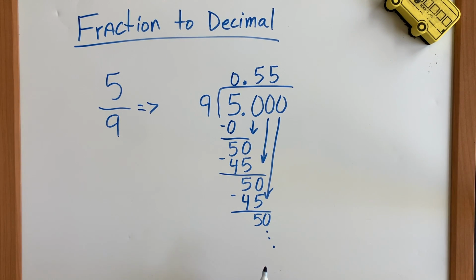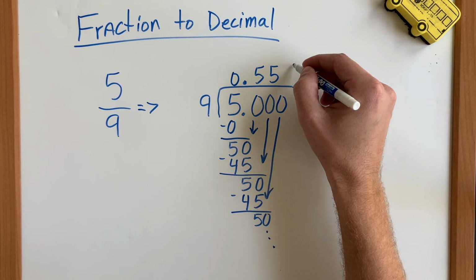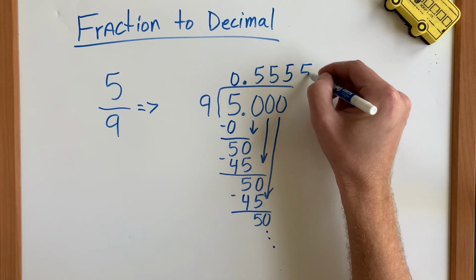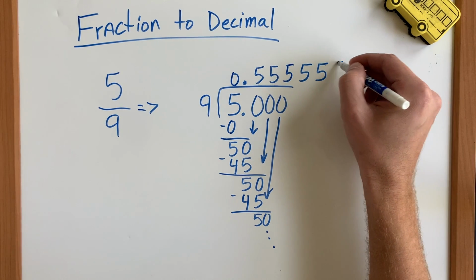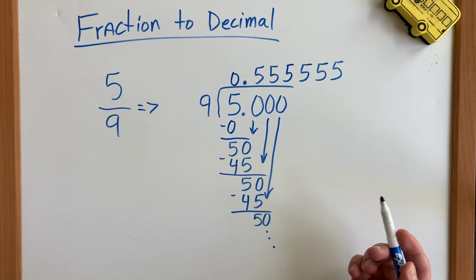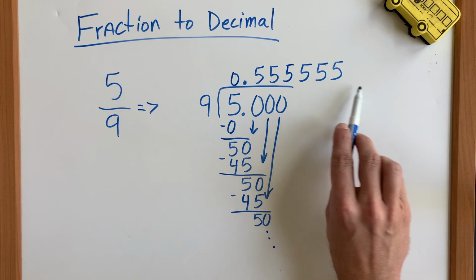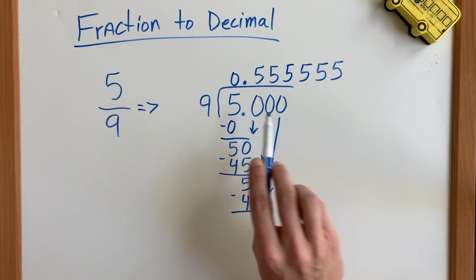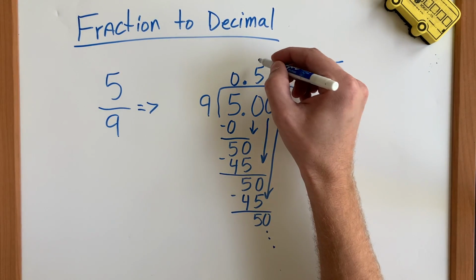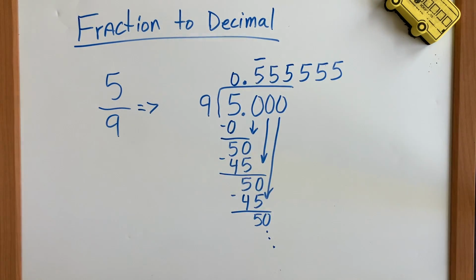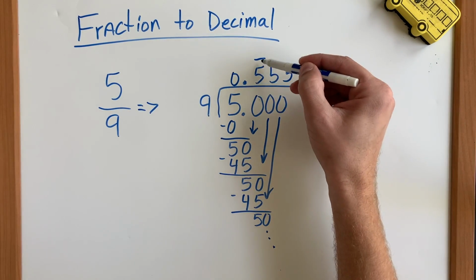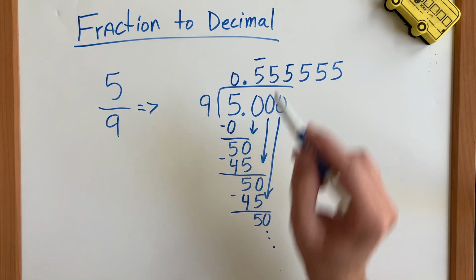This is called a repeating decimal. And if we kept on doing math all afternoon long, we would just keep adding 5s forever and ever. Now, we're not going to write 5s forever and ever. What we're going to do is use something called a repeating bar. That's a bar that you put above the part of the decimal that repeats forever.